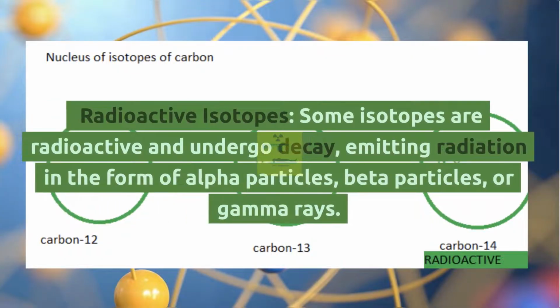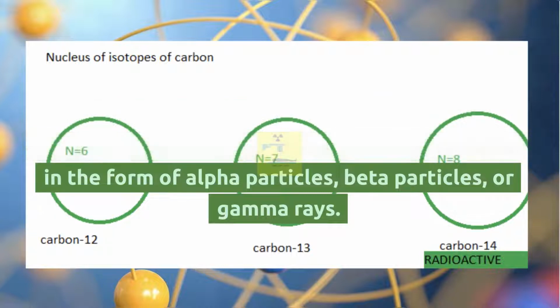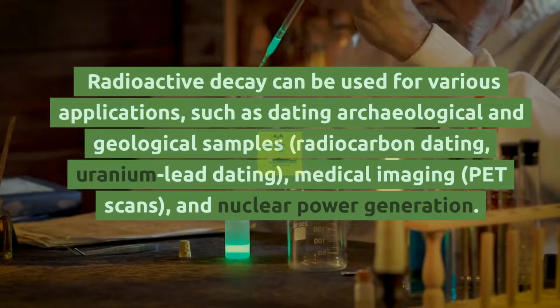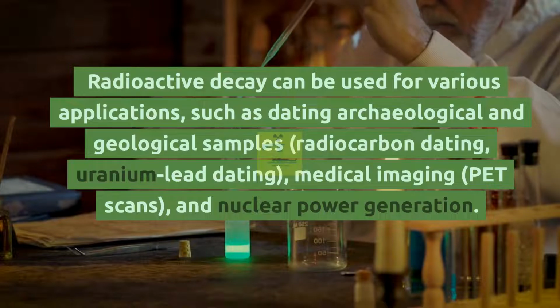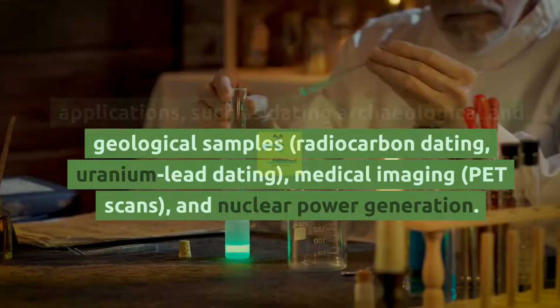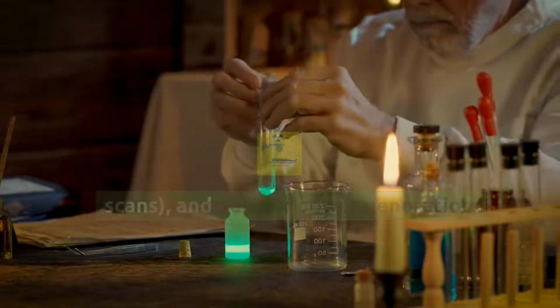Radioactive isotopes. Some isotopes are radioactive and undergo decay, emitting radiation in the form of alpha particles, beta particles, or gamma rays. Radioactive decay can be used for various applications, such as dating archaeological and geological samples, radiocarbon dating, uranium-lead dating, medical imaging, PET scans, and nuclear power generation.